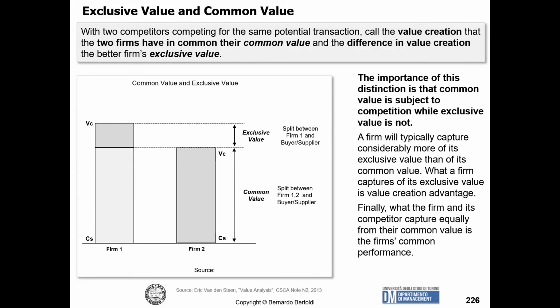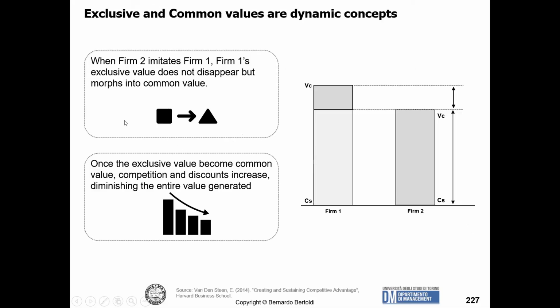So we should put on the table some examples on this difference between common and exclusive value. Try to elaborate a bit on this, because it's an incredibly important concrete consequence of management decisions. And coming back on the chart, we know that we have a part that is common. And here you can see firm one and firm two have a big part of common value. Being part of this value chain gives you at least this amount. And then there is firm number one with exclusive value.